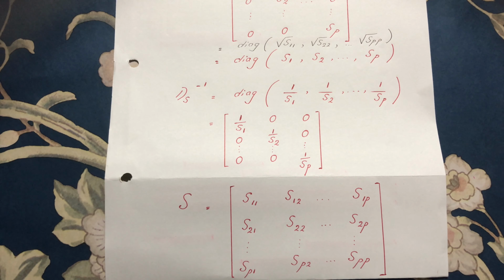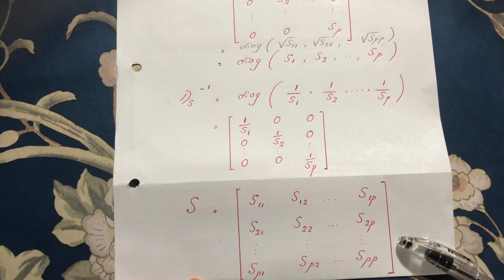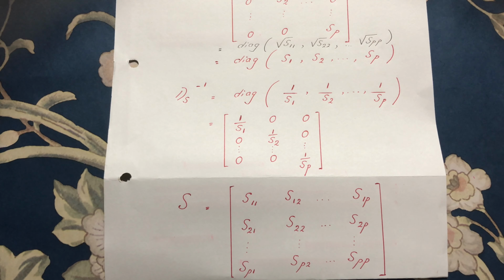The sample covariance S is the matrix of sample variances and covariances of p variables. ds is the diagonal of the square root of S11, S22 till Spp in the sample covariance matrix. And ds inverse is simply the diagonal of 1 over S1, 1 over S2 up till 1 over Sp.